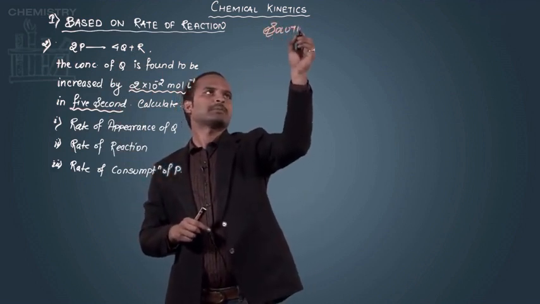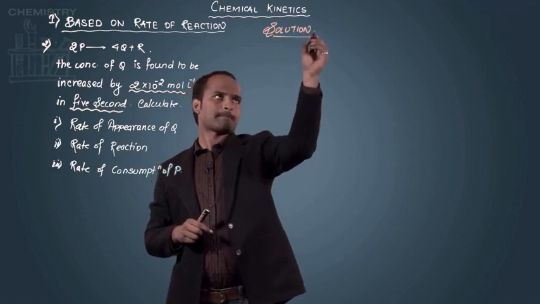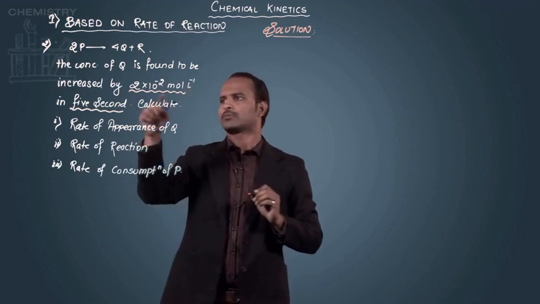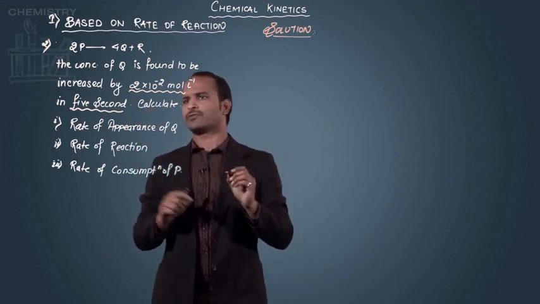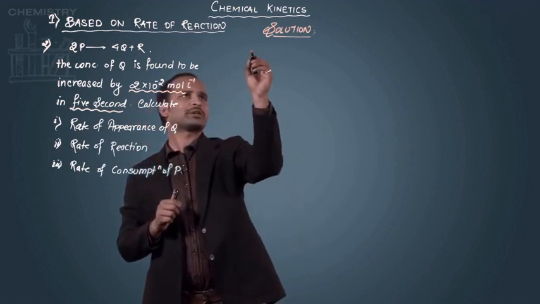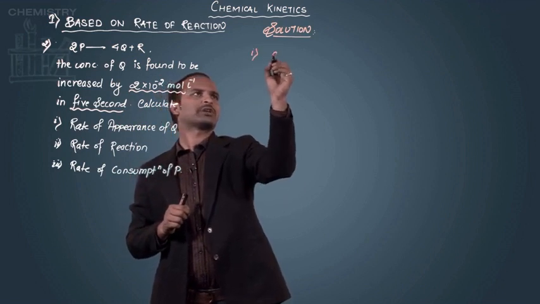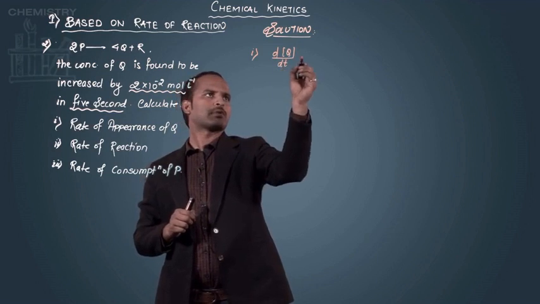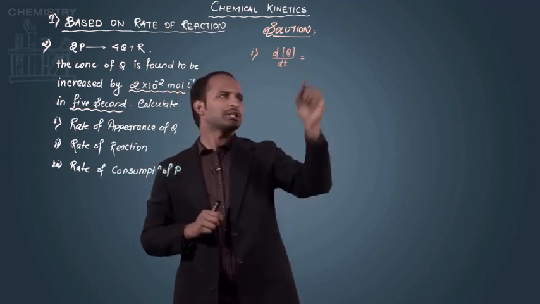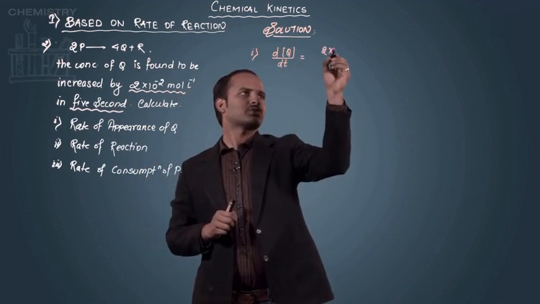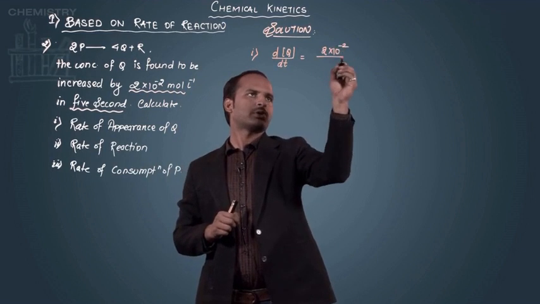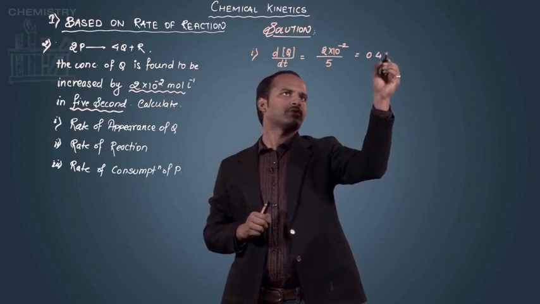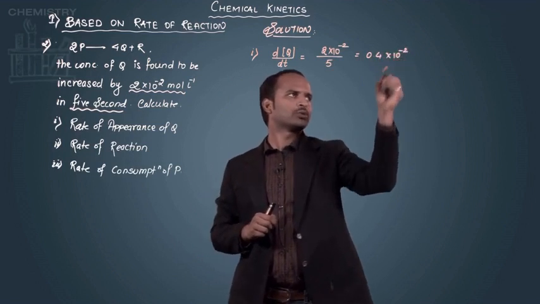So solution now. The given part is the change in concentration of Q. We have to calculate the rate of appearance of Q. So the rate of appearance of Q, that is dQ by dt, I can say. dQ by dt, the change in concentration of Q, which is given as 2 into 10 raised to minus 2, upon the time interval, which is given as 5. 5 4s are 20, that is going to be 0.4 into 10 raised to minus 2.